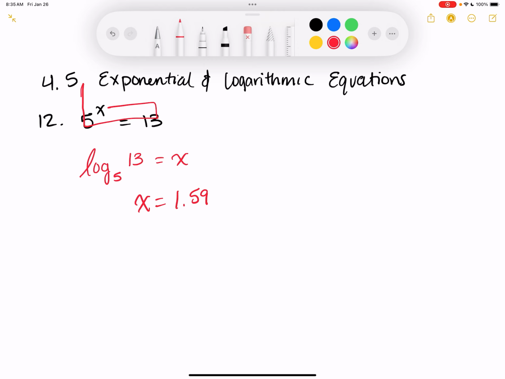If you want, when we get to a test, you can use mine so you have the log base thing. So you'll need to type it in as log 13 divided by log 5. So you'll have to type it in like that, and you'll get the same answer. You're going to be really familiar with the change of base formula.